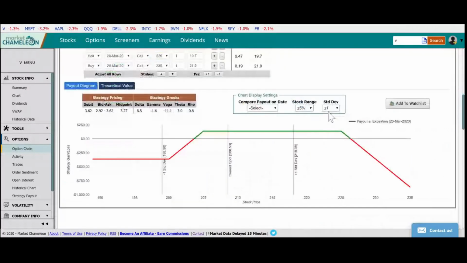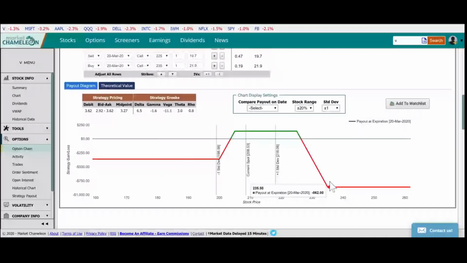How does it look if I expand it? Because you still want to see at what points your risks are. If I think this is the most likely area that the stock's going to end up, this is how much I'm going to gain. If I'm wrong and something goes really haywire, what do I stand to lose? So that's when we start using the payout diagrams.